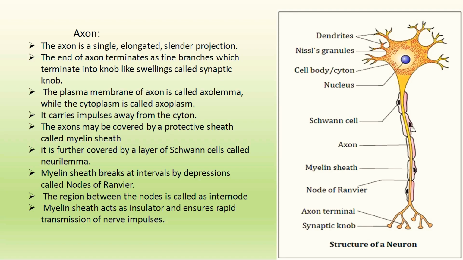The axon may be covered by myelin sheath, and it is further covered by a layer of Schwann cells called neurilemma. The myelin sheath breaks at intervals by depressions called nodes of Ranvier. See, here is the depression where the myelin sheath breaks, and these depressions are called nodes of Ranvier, and the region between two consecutive nodes is called internode. The myelin sheath acts as an insulator and ensures rapid transmission of nerve impulse.